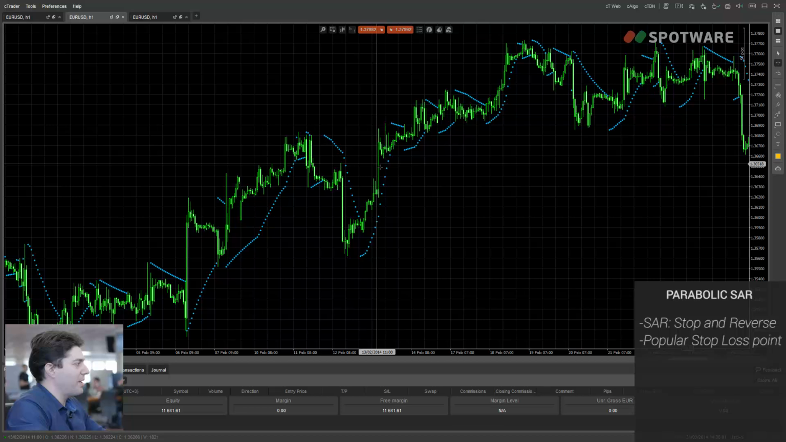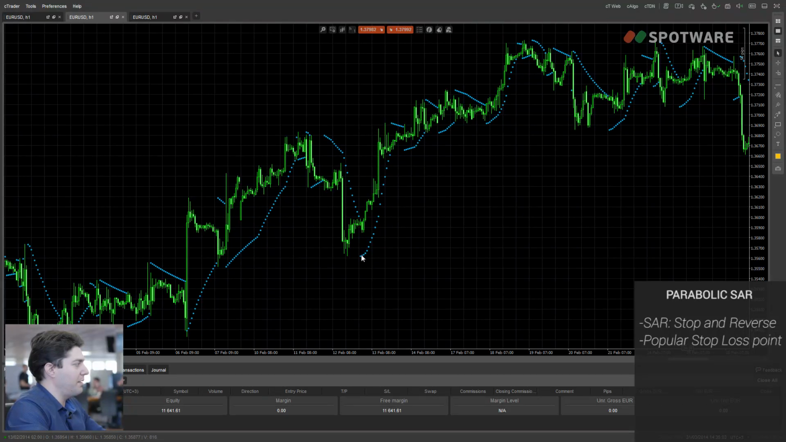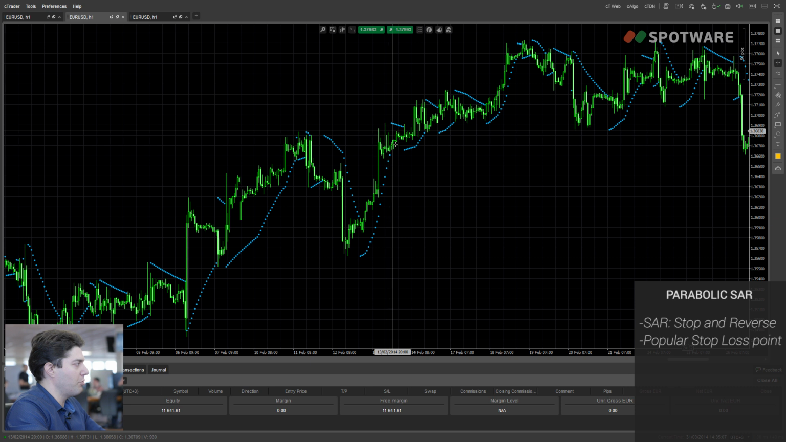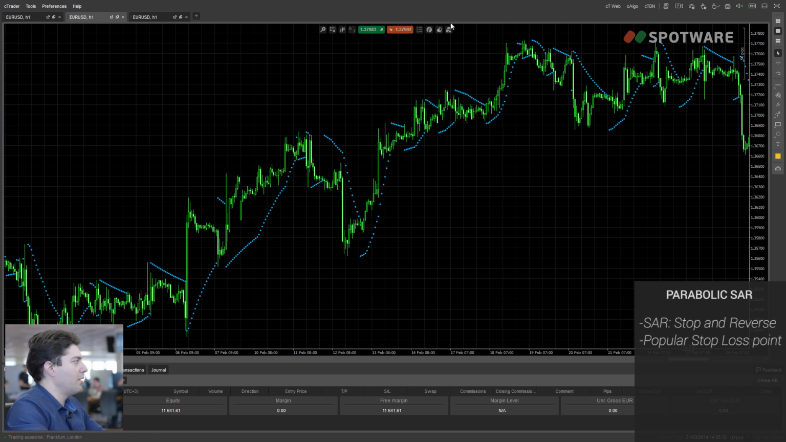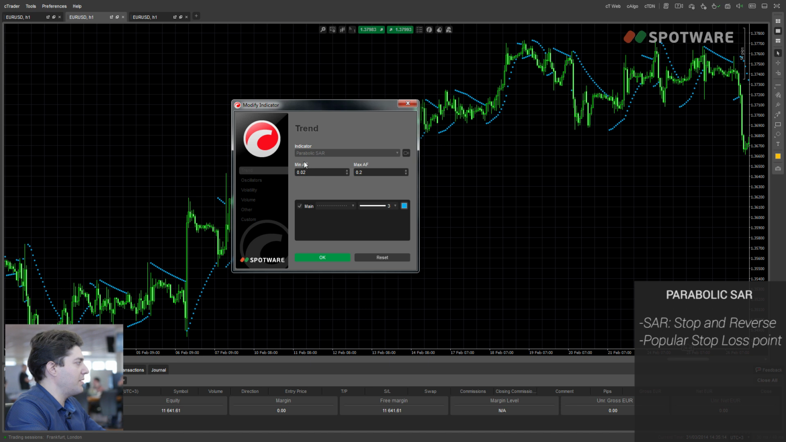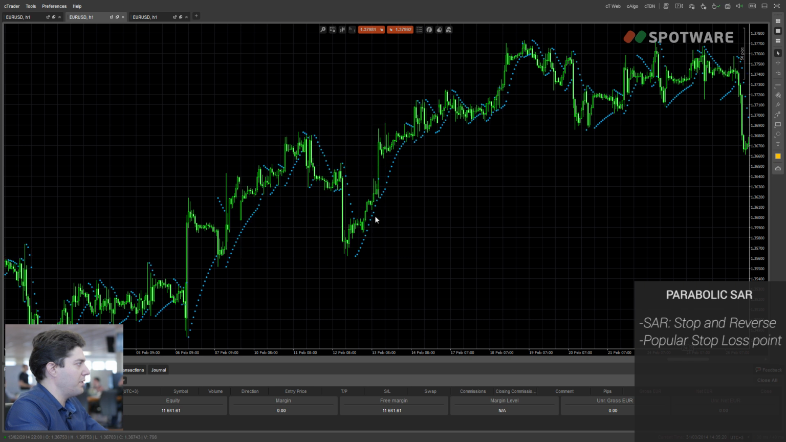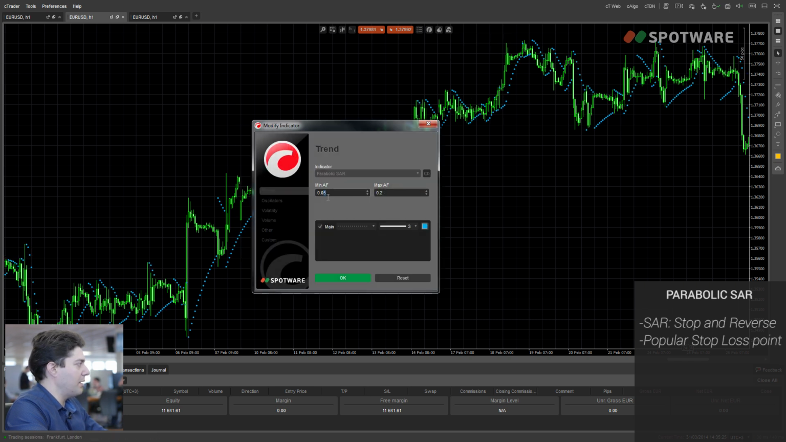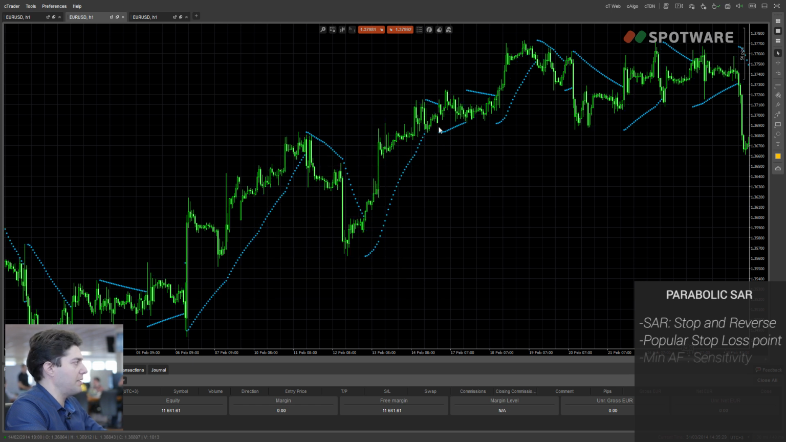The main concept of the parabolic SAR is pretty simple to explain. If the dots are below the candlestick, then you're supposed to go long. If the dots are above the candlesticks, then you're supposed to go short. You can change the sensitivity of the indicator by changing that mean AF parameter. It was 0.02. If we do it 0.05, you see that the indicator now became a lot more sensitive. And if we make it even smaller, like 0.01, it's going to be less sensitive.